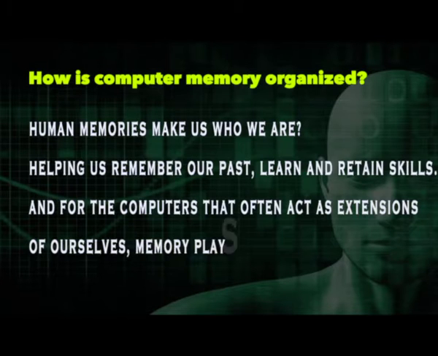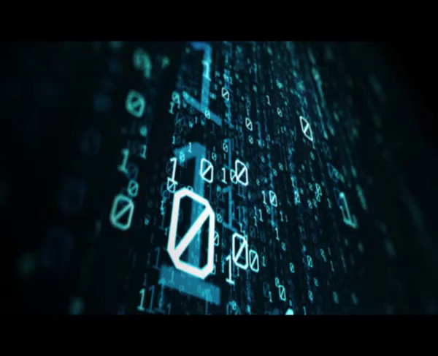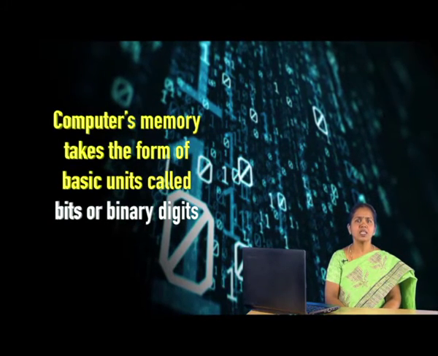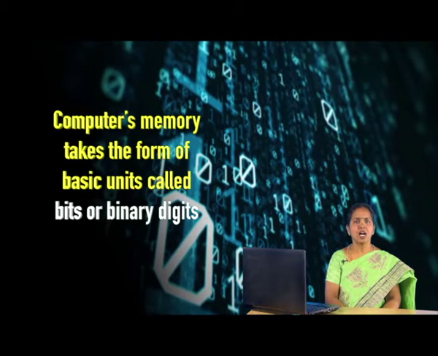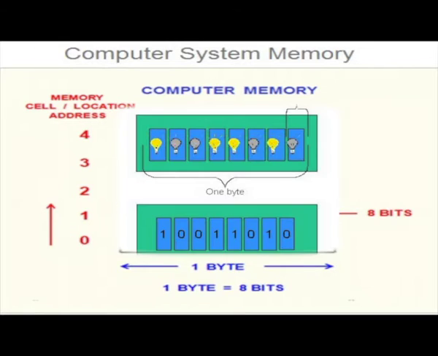In many ways, human memories make us who we are, helping us remember our past, learn and retain skills. And for computers that often act as an extension of ourselves, memory plays a similar role. Whether it is a movie or a text file or the instructions for opening any one of them, everything in a computer's memory takes the form of basic units called bits or binary digits. Each of these is stored in a memory cell that can store one of two states, namely on for 1 or off for 0.